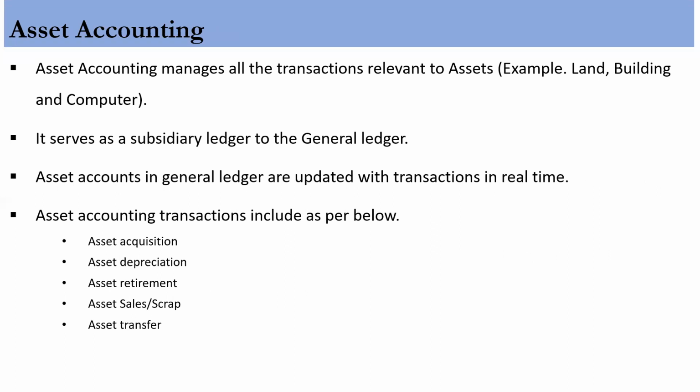Asset accounting manages all the transactions relevant to assets. For example, land, building, computers. I have given three examples for our understanding. It serves as a subsidiary ledger to the general ledger account. Asset accounts in the general ledger are updated with the transactions in real time. So whatever transactions we perform in asset accounting should be in real time only. We can see the list of asset accounting transactions as given below, like asset acquisition, asset depreciation, asset retirement, asset sales, and asset transfers. These are the kinds of transactions we perform through asset accounting.